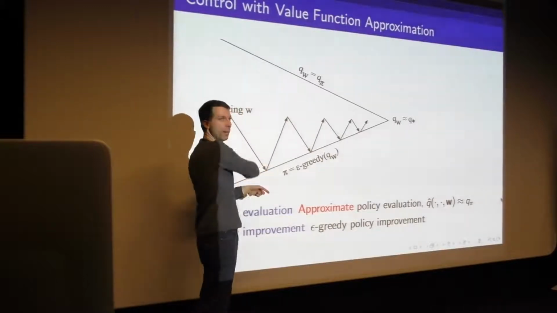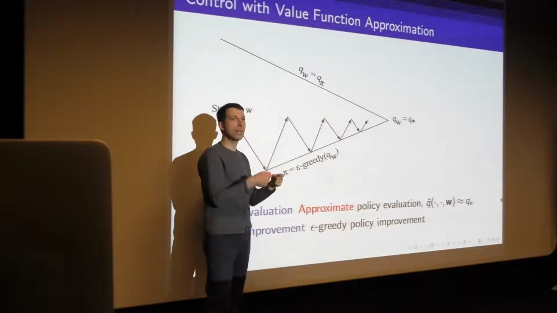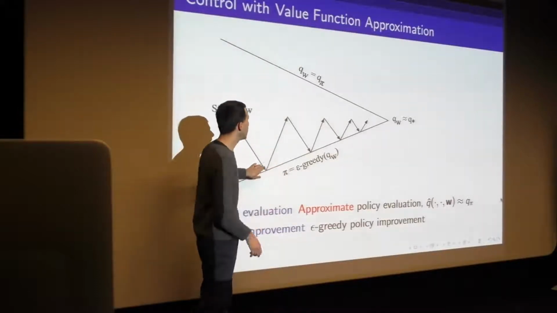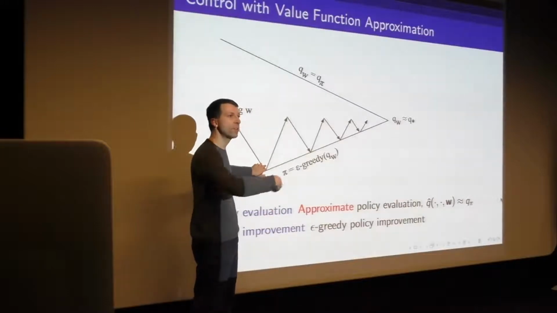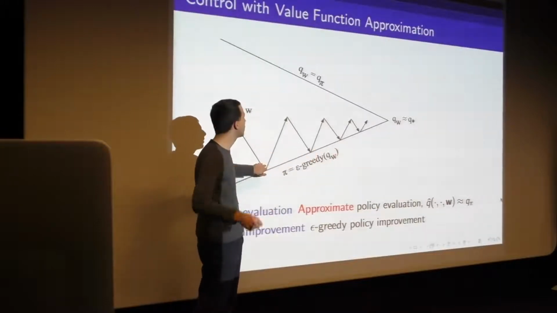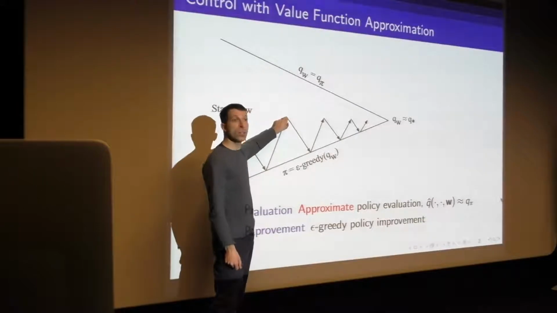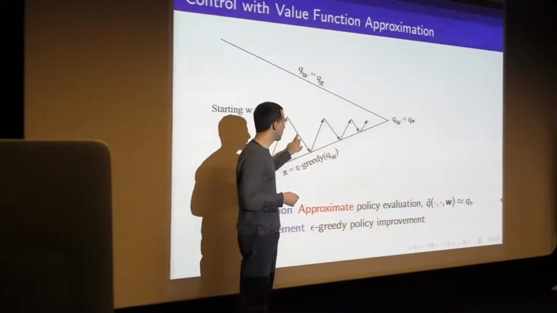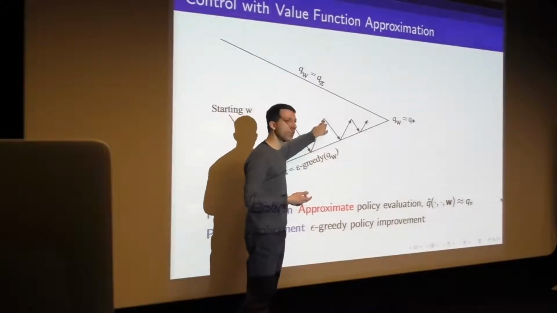So this might be our neural network. We act greedily with respect to our neural network. That gives us a new policy. And now we want to evaluate that new policy, so we run some more data, we update the parameters of our neural network. That gives us a new value function. And now that new value function, we can act greedily with respect to that, and so forth.